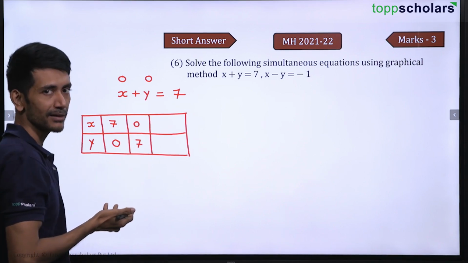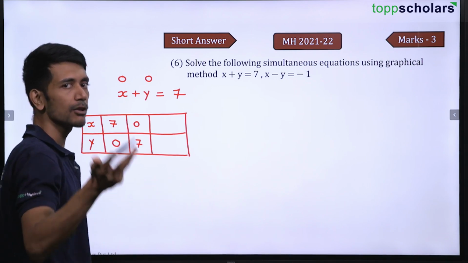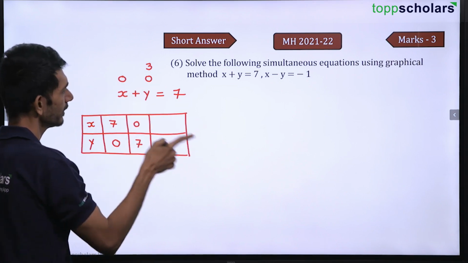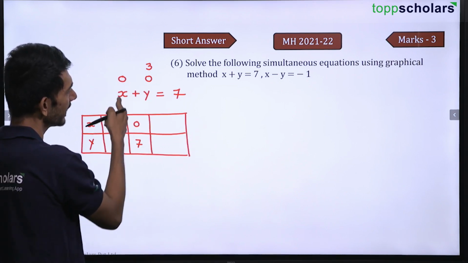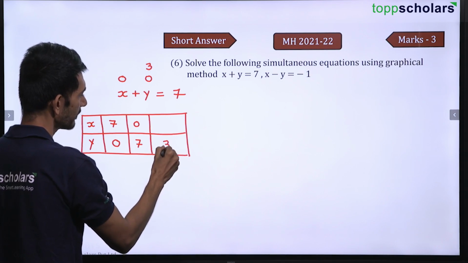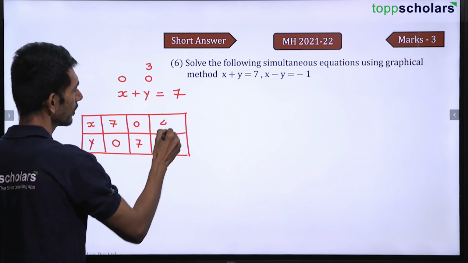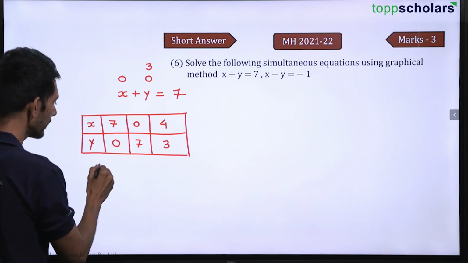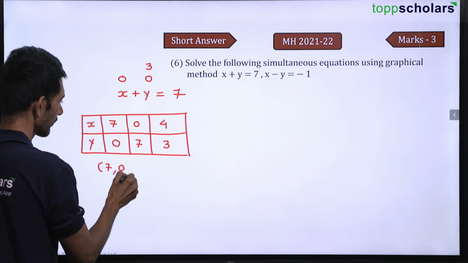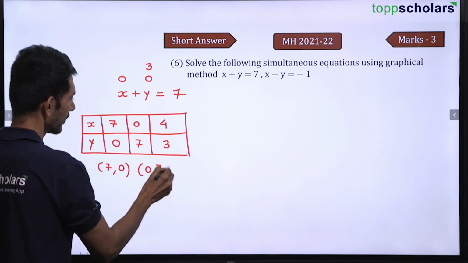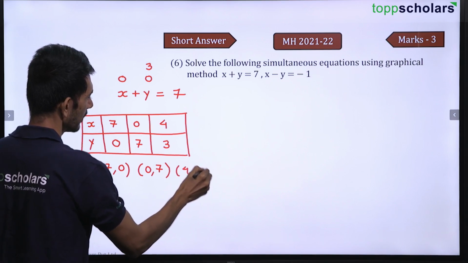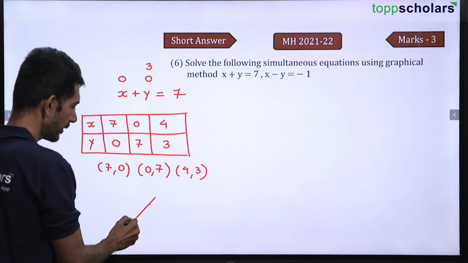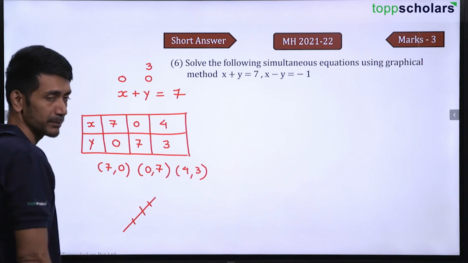Now this is very simple, isn't it? Then you put any random value of y. Suppose I put the value of y as 3. Solve it orally. 3 goes on the right hand side. X is equal to 7 minus 3, that is 4. So this is the first table of values. That is 7, 0. 0, 7. And then 4, 3. 3 points are more than enough. In fact, 2 points are more than enough to draw a straight line. Here we are taking just one extra point to have a confirmation, right?